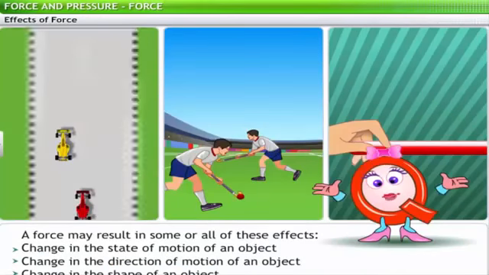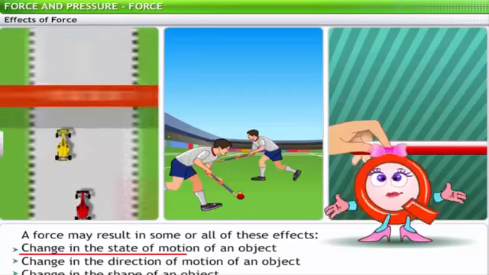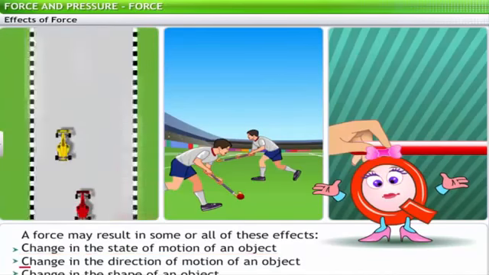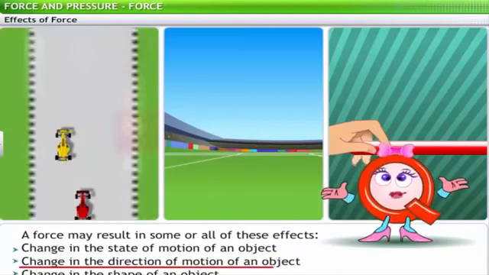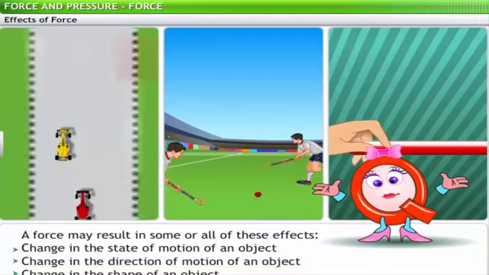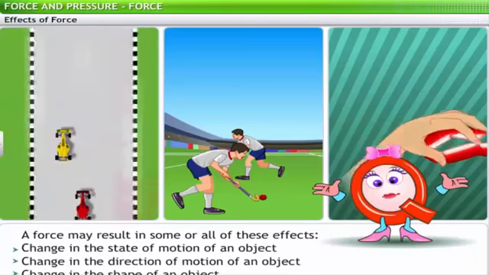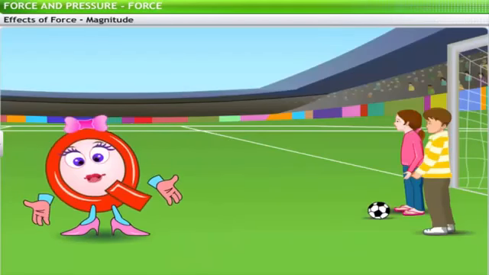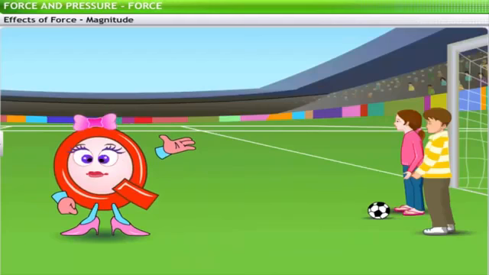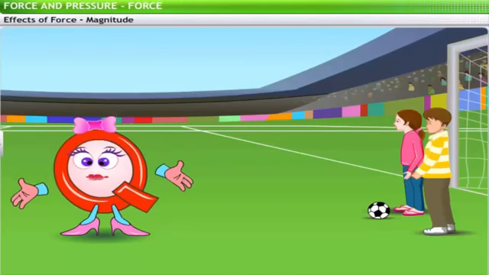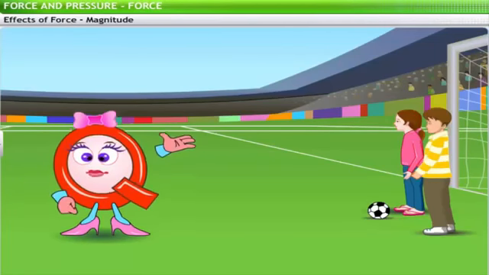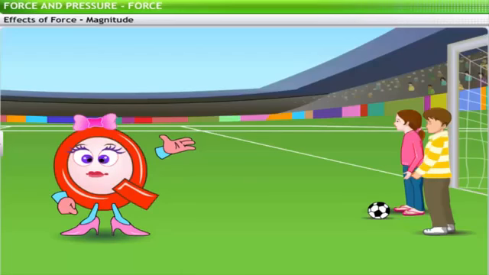To summarize, a force may change the state of motion of an object, change the direction of motion of an object, or change the shape of an object. We spoke about the push and pull types of force as well as the effects of force. How about the magnitude of a force? Are all forces equal? Let's observe Tina and James in a competition.